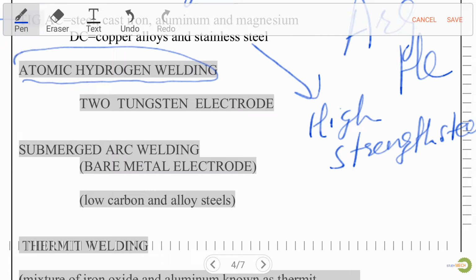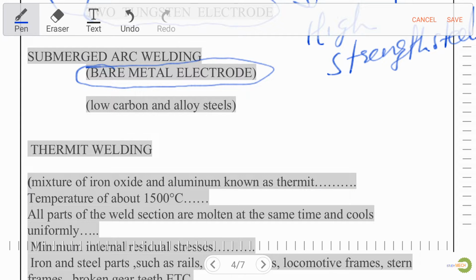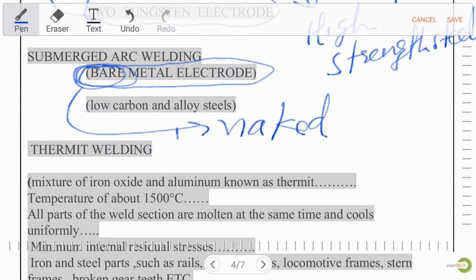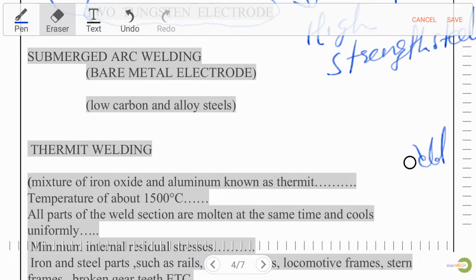Atomic hydrogen welding. In this process 2 tungsten electrodes are used. Next is the submerged arc welding process. The submerged arc welding process is also known as bare metal electrode welding process. Now what is bare? Bare means naked, and in technical words we can say without cover or without shield. So in this welding process bare metal electrodes are used.